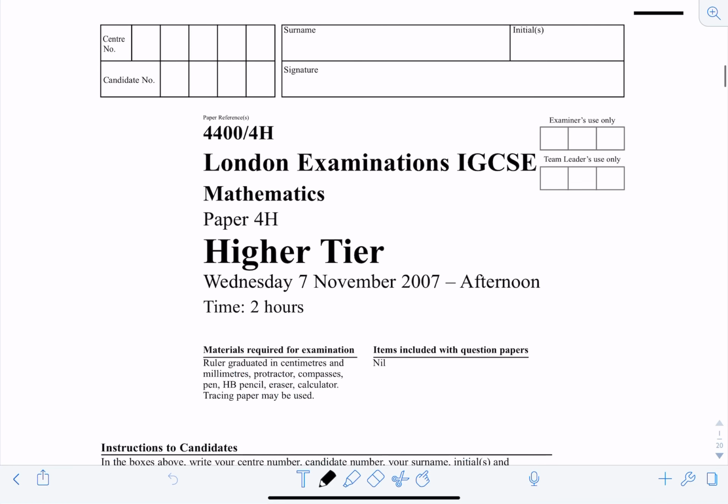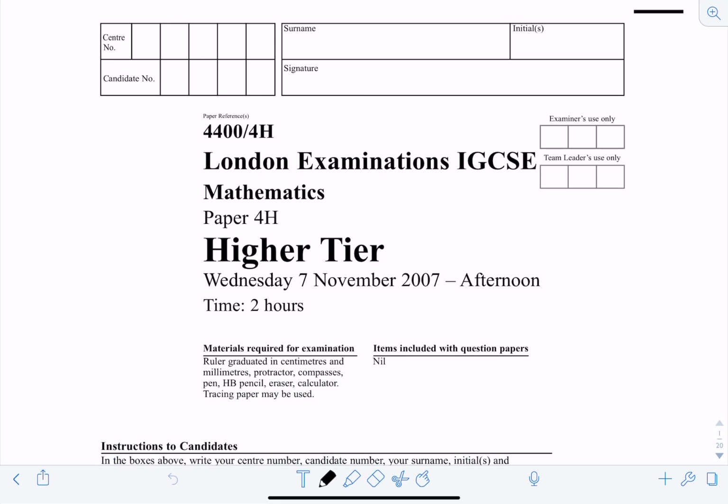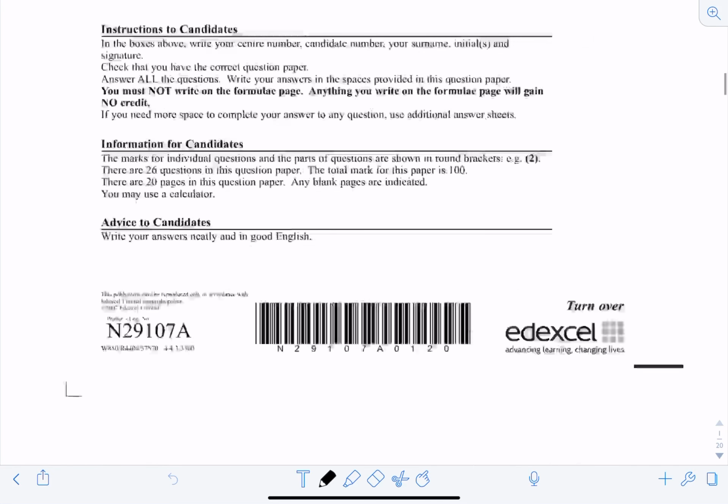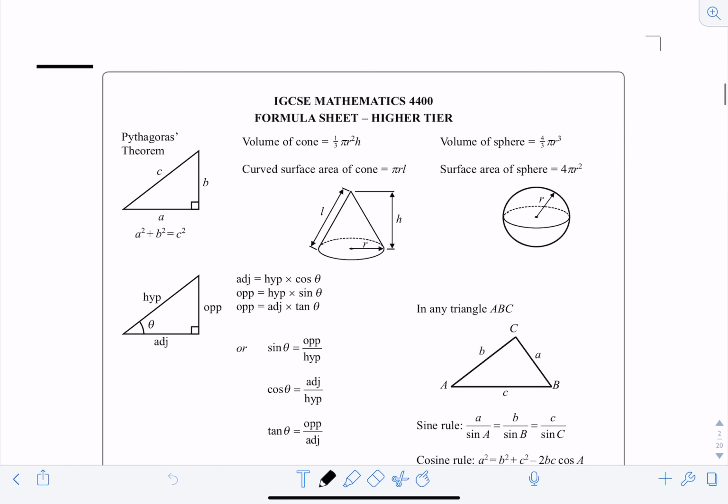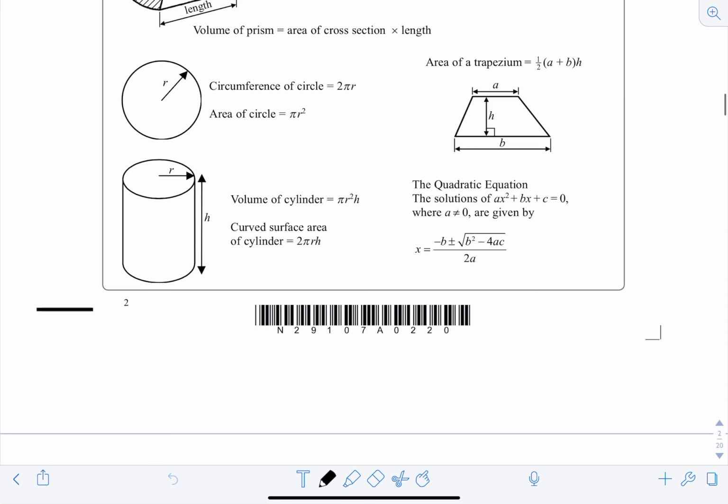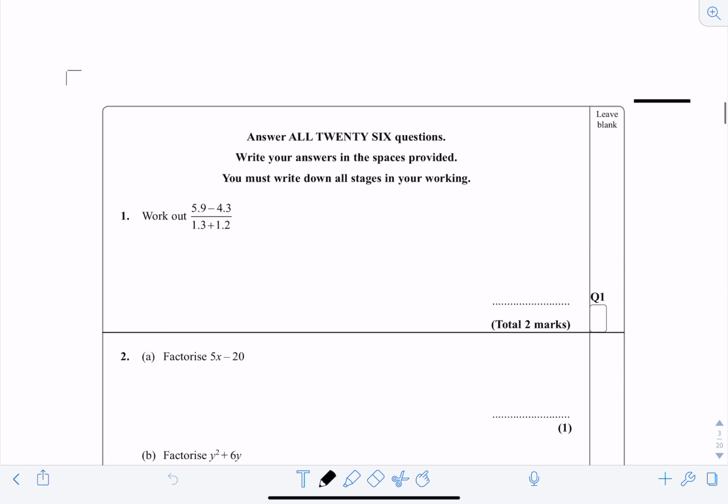Okay, so next one, number 4. We've got 2007 4H. The other one was 3H. Same deal, same formula sheet, same stuff. Should be familiar with this now.